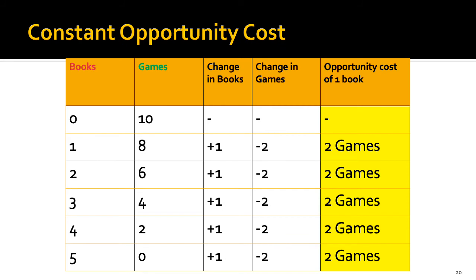So let's think about this idea or concept of constant opportunity cost. When you go from 0 to 1 book, you give up 2 games. When you go from 1 book to 2 books, you give up another 2 games. Notice it's very consistent. Well, why do we have this constant opportunity cost? Well, it's because our resource is basically perfectly efficient to allow us to consume both of those items. We'll talk more about the other type, increasing opportunity cost, when we look at the production possibilities frontier.